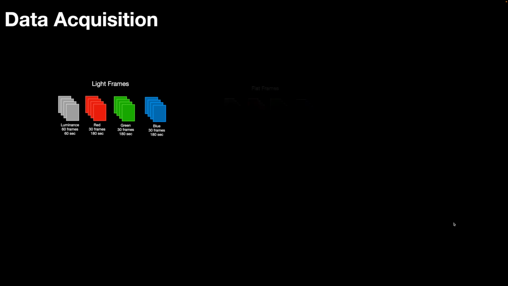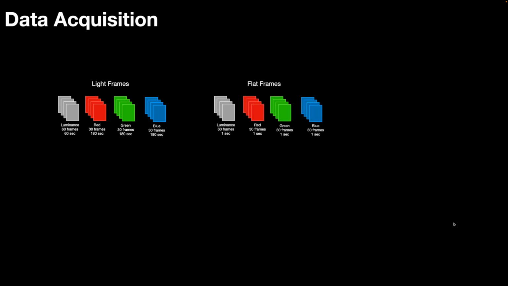For each of the acquired light frames, I also collected flat frames. These are very short. They're only about a second, and they're used to remove dust spots and vignetting that are in the optical train from the light frames. And finally, we need to collect a number of dark frames to subtract out electronic noise and dark current from the sensor. What I do is collect dark frames corresponding to the exact same acquisition times as I did for the corresponding light frames and for the flat frames.